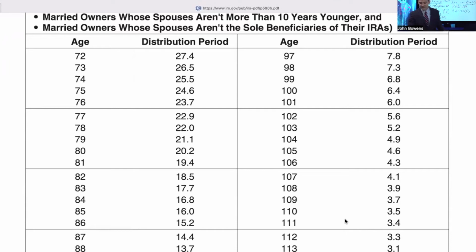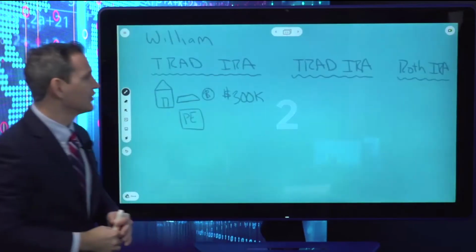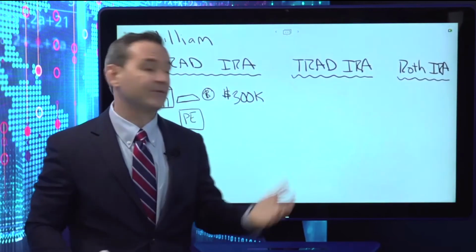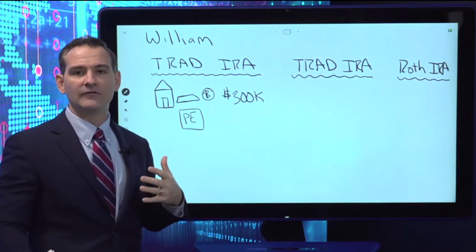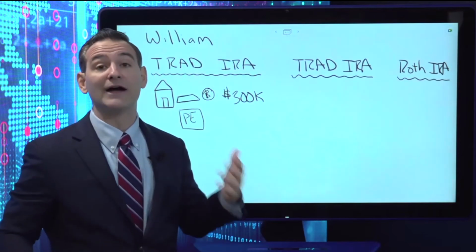So that being said, let me stop sharing the screen there and let's go to an example. So we're going to call him William. This is a hypothetical example. I like to use that name because of William Roth, who was the legislative sponsor of the Roth IRA.